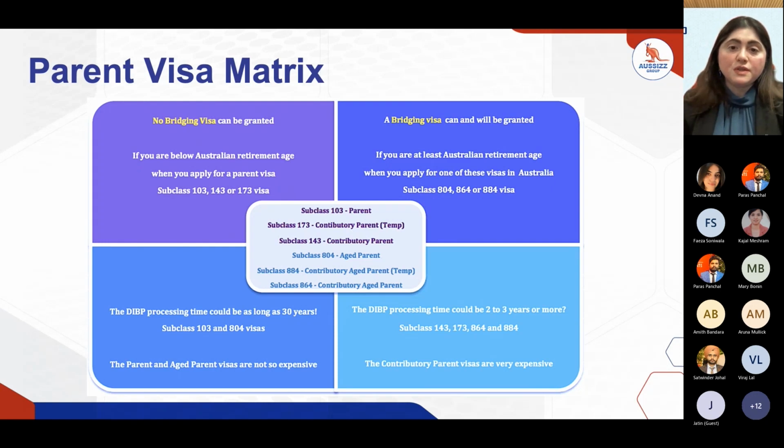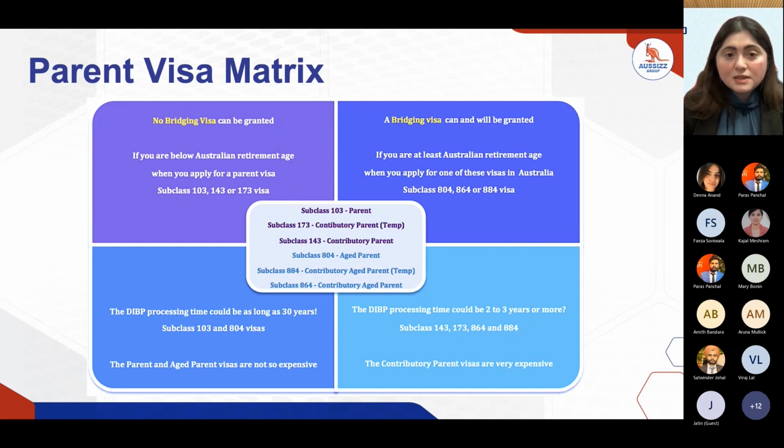One of the most common questions in our consultations for parent visas is people ask, my parents are already here on a tourist visa. Are they going to get the bridging visa? Will they get to stay in Australia while the application is being decided? The meaning of bridging visa is basically it bridges the gap between your current visa and the decision being made on the visa that you have lodged, so that you can stay lawfully in Australia while you're waiting for the visa decision.